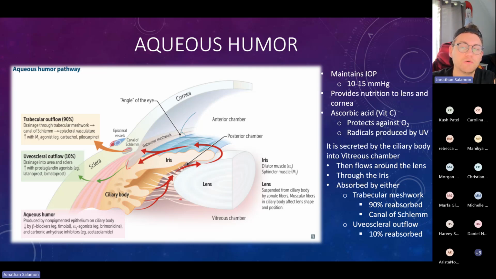So if you're going to develop glaucoma, there are two mechanisms you can develop glaucoma by. Either you can produce too much aqueous humor, or you can decrease your reabsorption of it. So we're obviously going to give drugs that either increase the reabsorption of it or decrease the production.